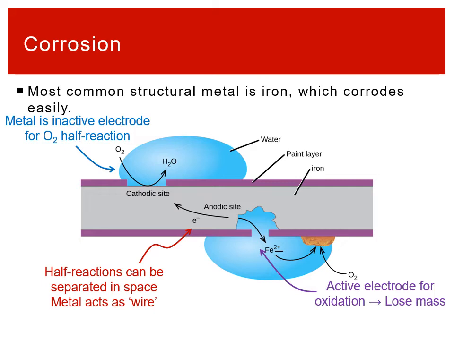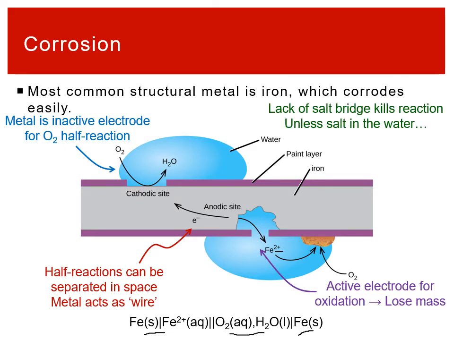That'd be a problem. And so we can actually write a cell notation description for what's happening in our reaction. We have this cell where the iron is participating as the anode half reaction, and then the cathode is oxygen to water, and then you have the inactive iron functioning as the electrode there. One note about this particular graphic that I pulled from OpenStax, the textbook, is that the lack of a salt bridge would kill the reaction, actually, as this is drawn.